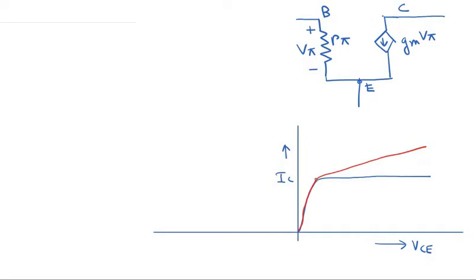Now, how is this modeled? We have also seen that we assume this portion of the graph is a straight line. So this is for the ideal case, and this is for the practical case.